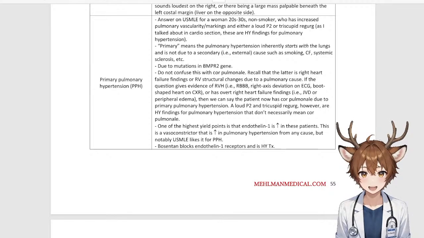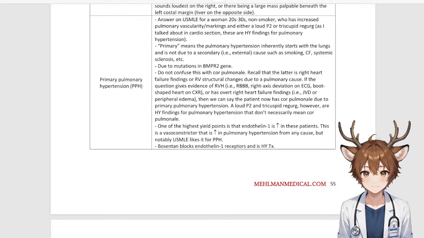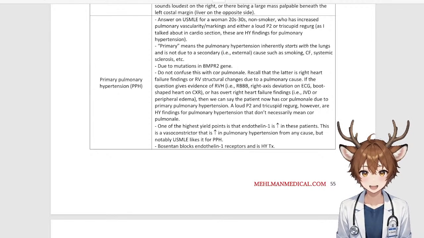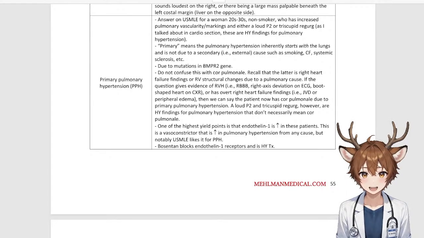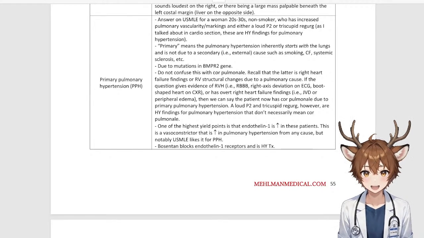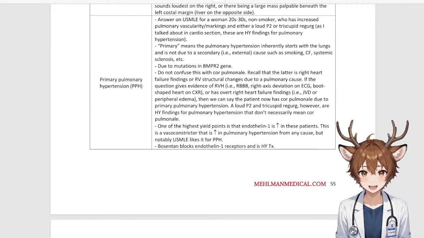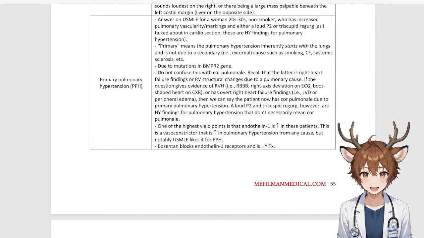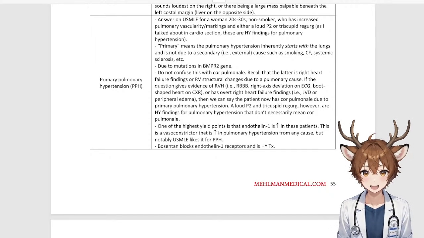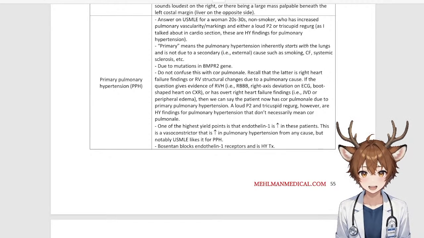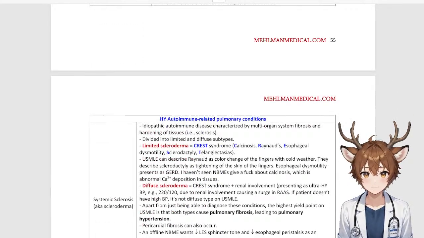A loud P2 and tricuspid regurgitation, however, are high-yield findings for pulmonary hypertension that does not necessarily mean cor pulmonale. One of the highest yield points is endothelin 1, which is increased in these patients. This is a vasoconstrictor that is increased in pulmonary hypertension from any cause, but notably USMLE likes it for PPH, the primary pulmonary hypertension. Bosentan blocks endothelin 1 receptors and is high-yield treatment for PPH.